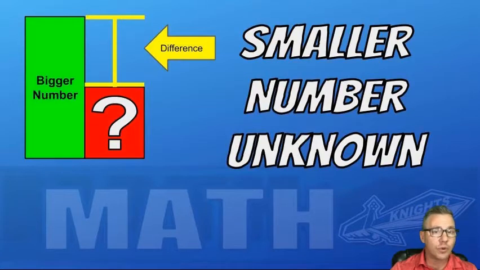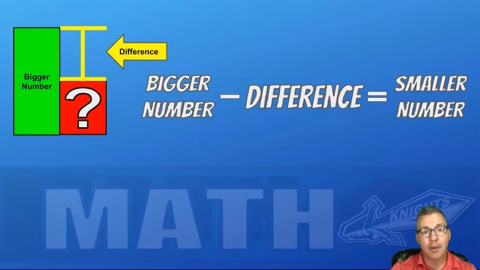In problems where the smaller number is unknown, we have to take the bigger number and subtract the difference. That's the space between. And again, reinforce with your students that the difference is the space between the bigger number and the smaller number. This is very important because we don't want students to attribute the difference to the smaller number because the smaller number is unknown.